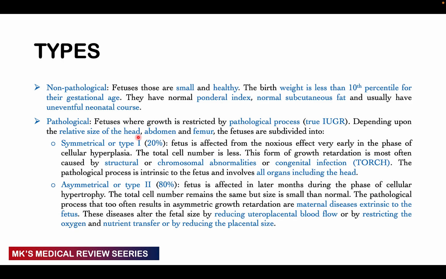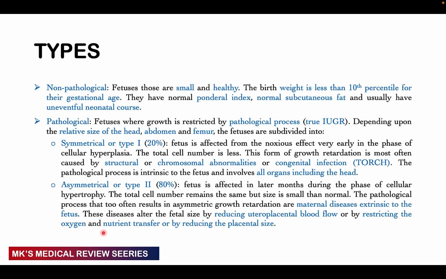So the pathological process often results in this asymmetrical growth, and it may be attributed to things like maternal disease that are extrinsic to the fetus. The diseases that alter the fetal size either reduce the utero-placental blood flow, or restrict the oxygen transfer, or restrict the nutrient transfer, or even reduce the size of the placenta.